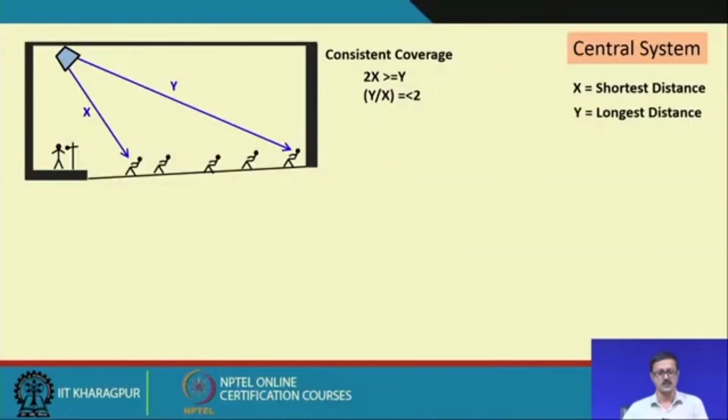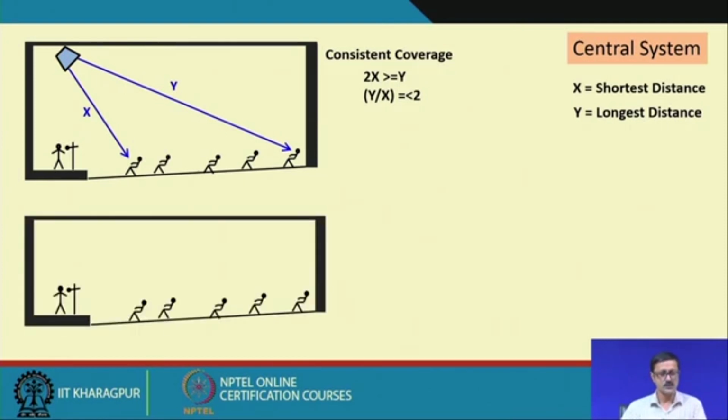Suppose you see this particular cross section, where there is a cluster. If I draw a straight line from that cluster to the first audience and also the last audience, and we measure this x and y, and the y by x ratio is less than or equal to 2, then it gives you a consistent kind of coverage, where x is the shorter distance, the first row distance from the central cluster, and y is the last row distance from that cluster.